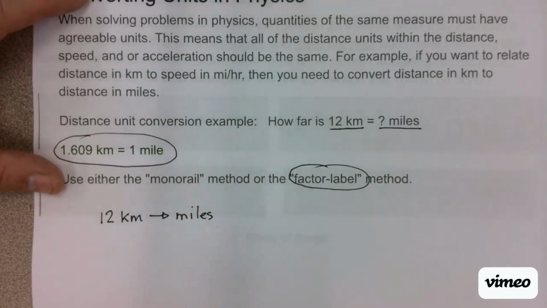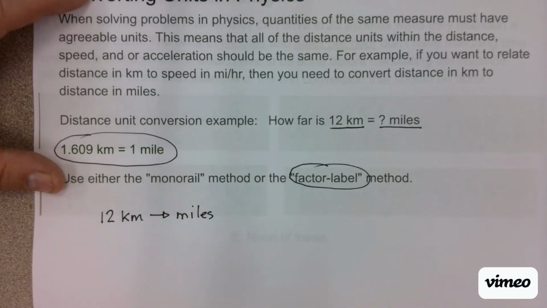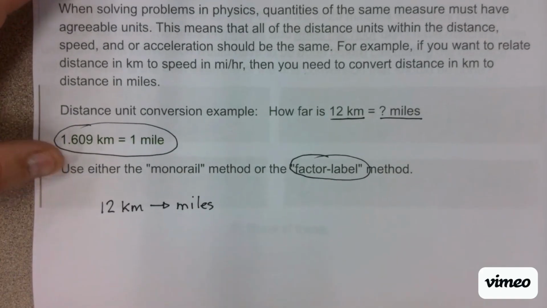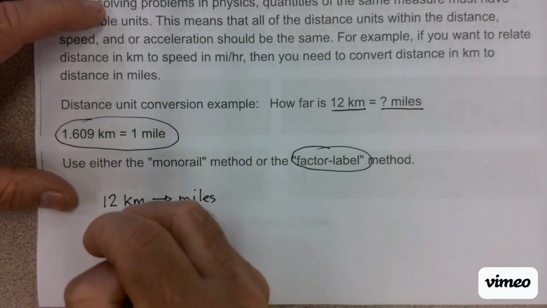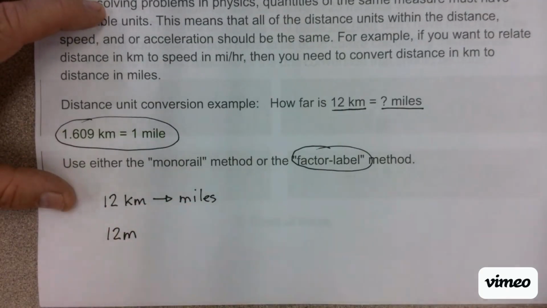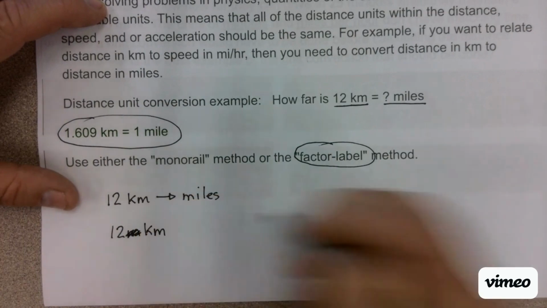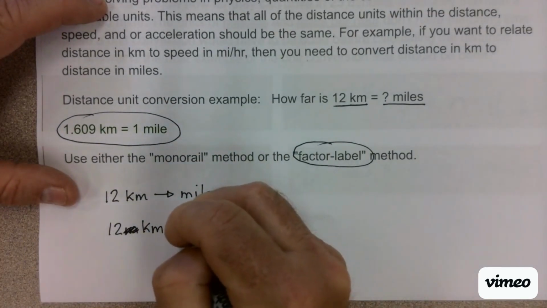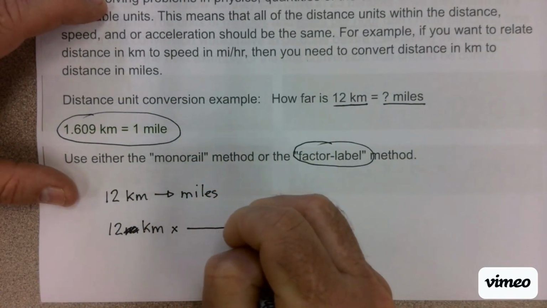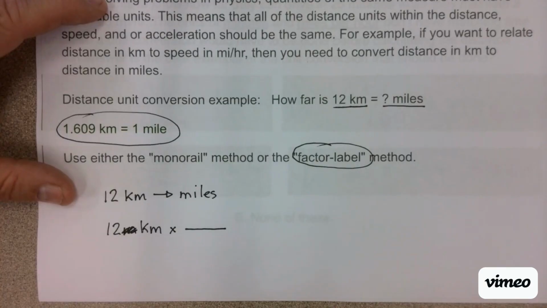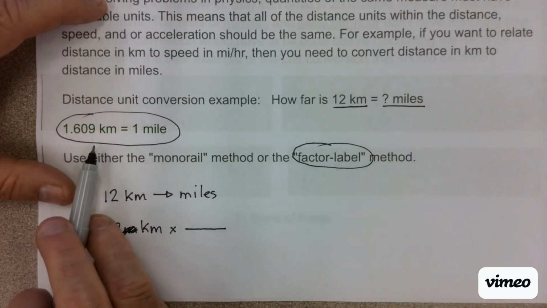I'm writing that on the paper just so that I have a way to organize my thinking, and I can go back and look at, what am I really trying to do here? Now, the next step is write down 12 kilometers again. And then I'm going to multiply 12 kilometers by a fraction that represents my conversion factor that I have circled up here.